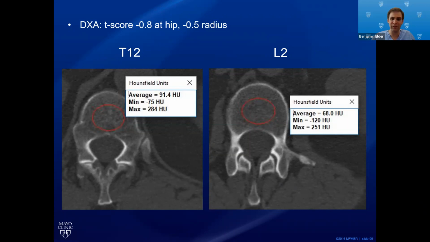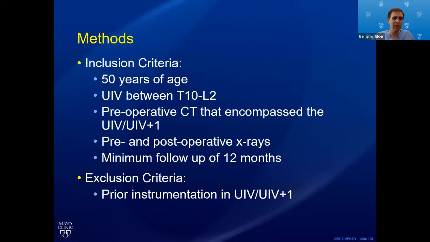So looking back, this is someone that clearly needed preoperative optimization with an anabolic therapy to prevent major complications like this. So we wanted to look at our rates of junctional failure and see if that related to Hounsfield units at the UIV and UIV +1.